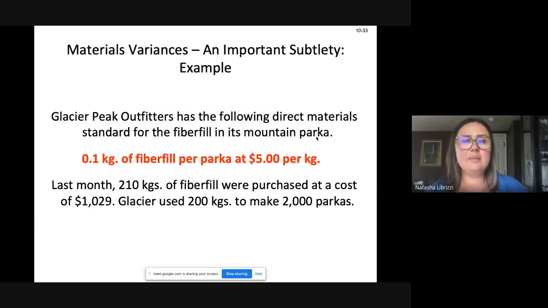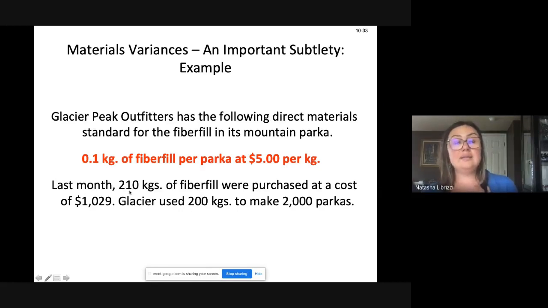We're going to look at the same problem. So we have a glacier picket fitter with the following direct materials: 0.1 kilo per fiber, $5 per kilo. Last month 210 kilos of fiber were purchased at cost. Glacier used 200 kilos to make 2,000 power cars. So remember, in the last one we used all 210, but in this case we used 200.